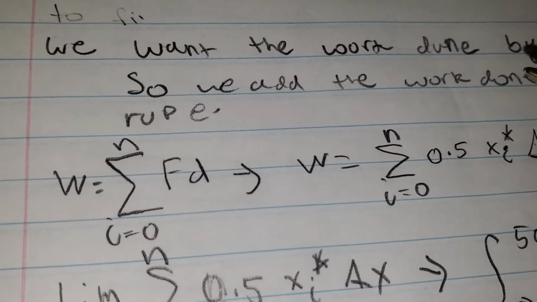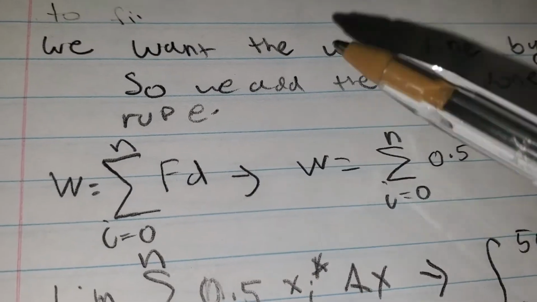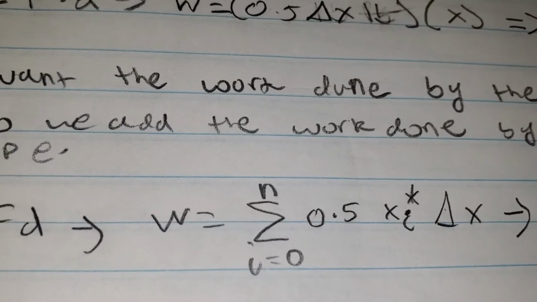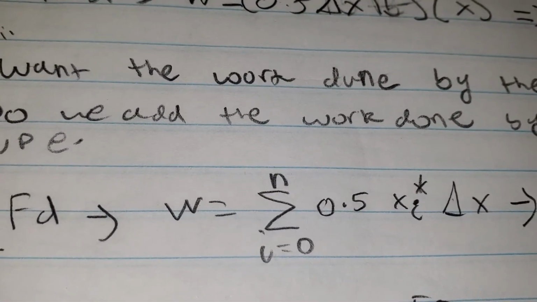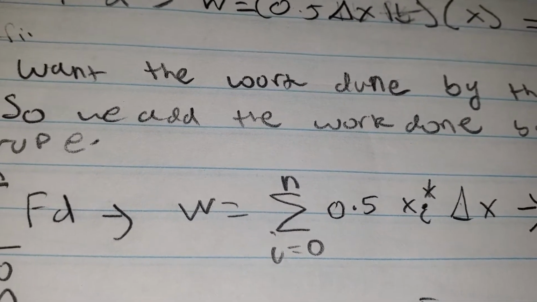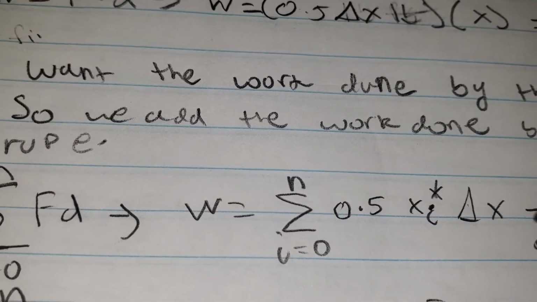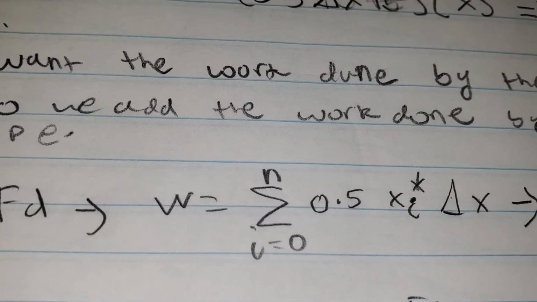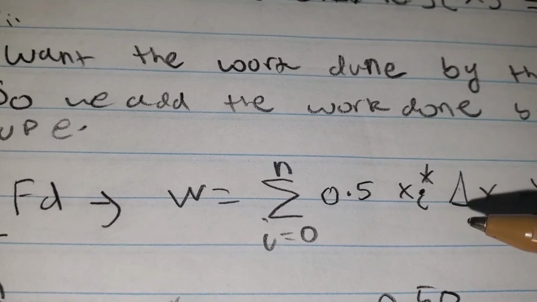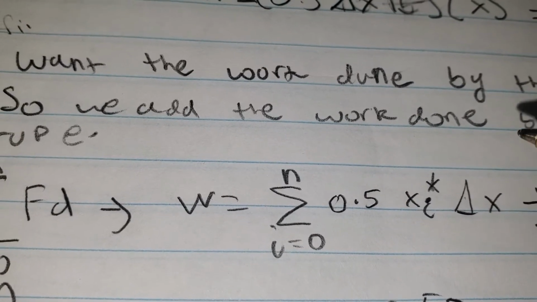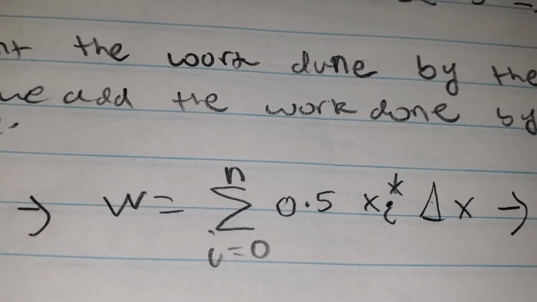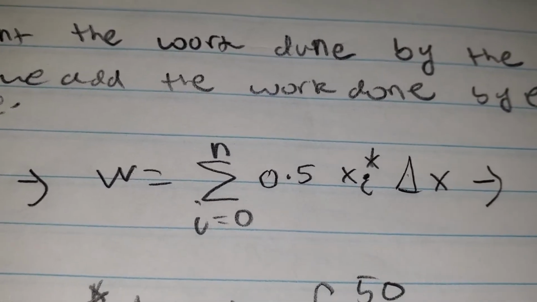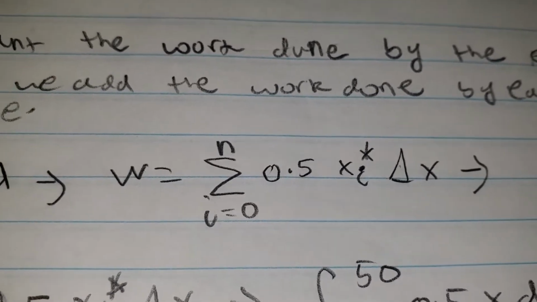To do so, I write out the summation, i equals 0 to n, of force times distance. Plugging everything in, work is equal to the summation from i equals 0 to n of 0.5 times x_i star times delta x. The i means our starting point, and the star means our ending point of the number of sections. And delta x times delta x.